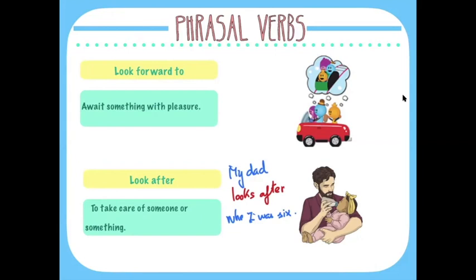So remember, this is about pictures, and you make the sentence about the pictures. So my dad looks after me when I was 6. It's better if you say the man looks after a baby. That's the same. Think simply. You must try to think simply. Try to make the sentence easier, okay?